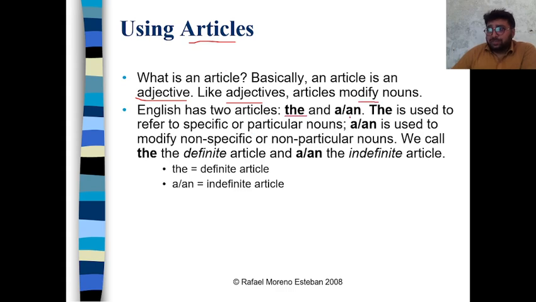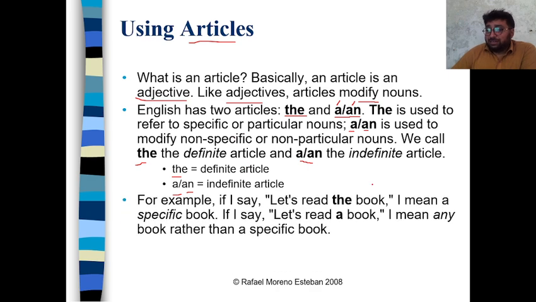English has two articles. The first one is the, the second one is a or an. They can be used instead of each other. The is used to refer to specific or particular nouns, while a and an are used to modify non-specific or non-particular nouns. We call them the definite article and the indefinite articles.